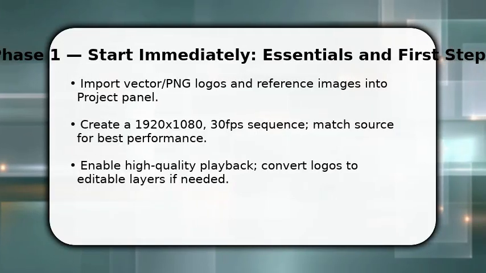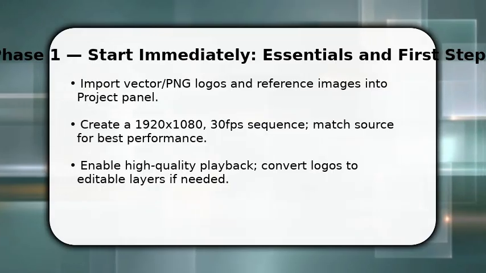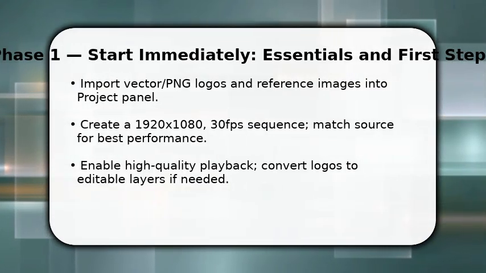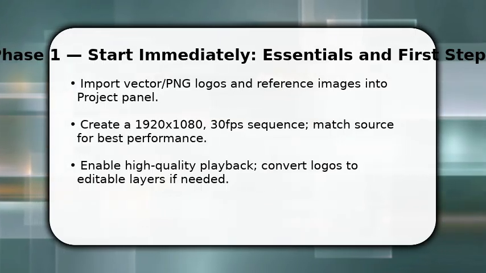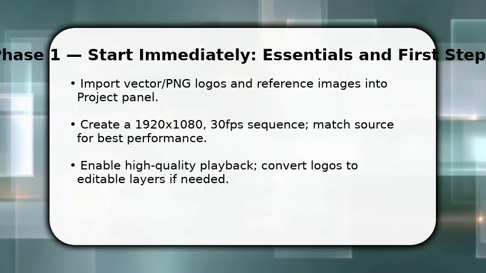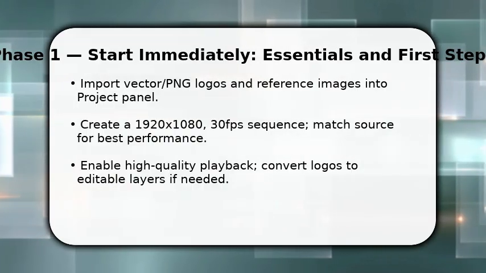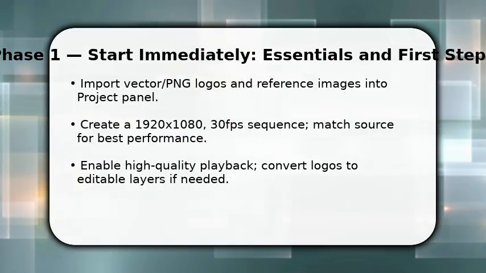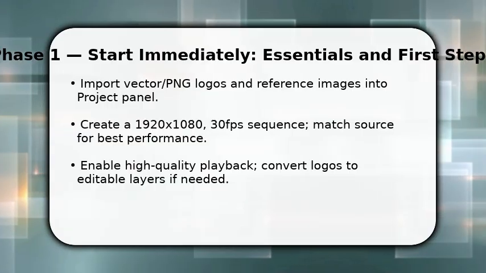You start by bringing assets into Premiere Pro so you can work fast and clean. Import your logo as a vector or PNG, then create a 1920 by 1080 sequence at 30 FPS and drop the logo on V2. Once done, scale and position using the effect controls motion parameters. This preserves quality versus repeated transforms.